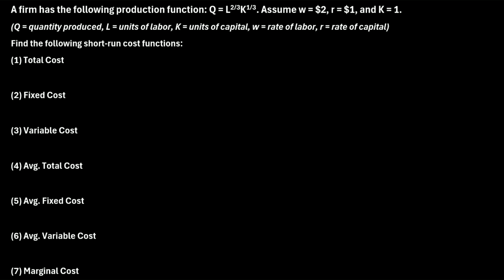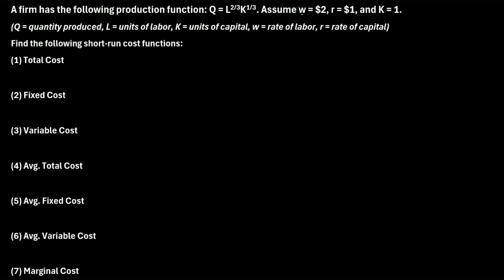In this video, I will explain how to derive the 7 short-run cost functions when you are given a Cobb-Douglas production function. So let's jump into an example. This says, a firm has the following production function. Q, the quantity produced, is equal to L to the 2/3 times K to the 1/3, where L represents the units of labor and K represents the units of capital.